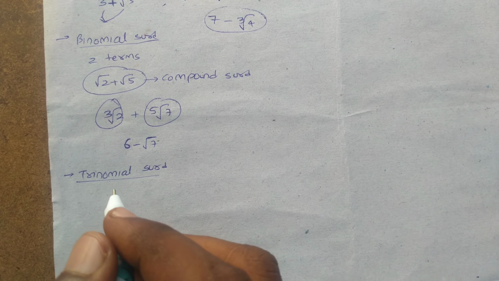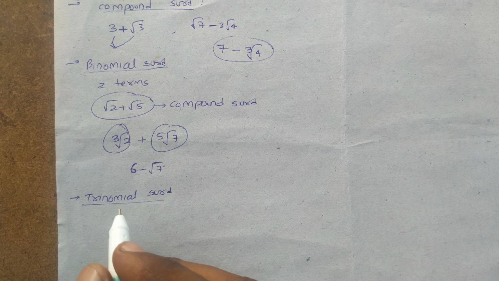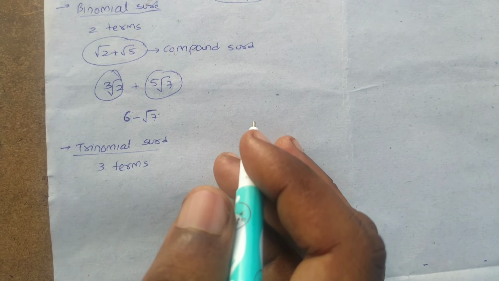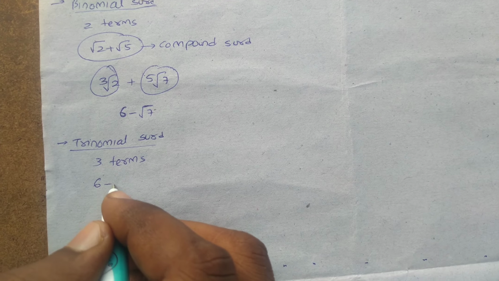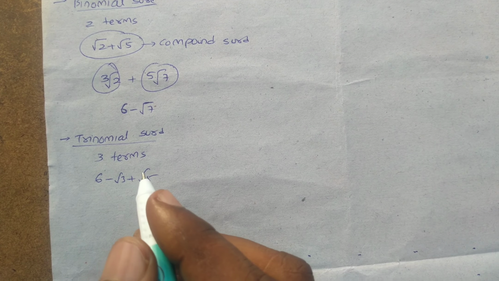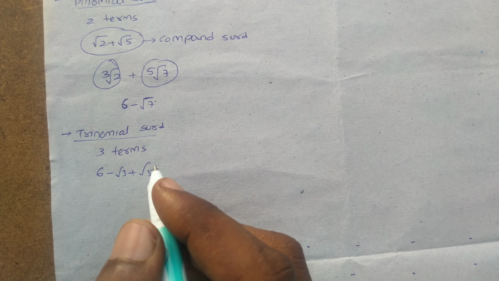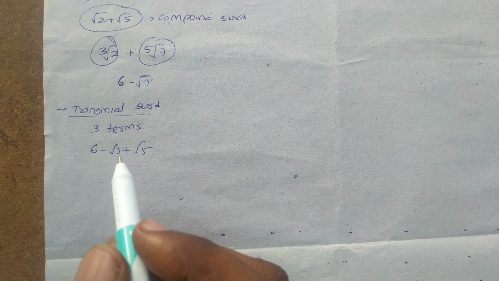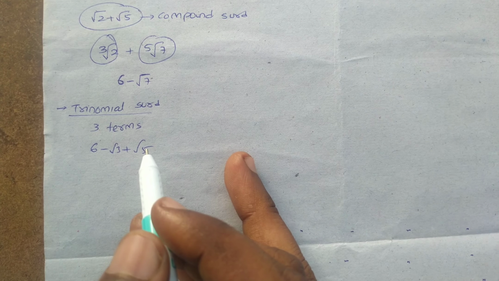Trinomial surd: a compound surd consisting of three terms is called a trinomial surd. Here three terms should be there. What is the example? 6 minus root 3 plus root 5. This is the trinomial surd.